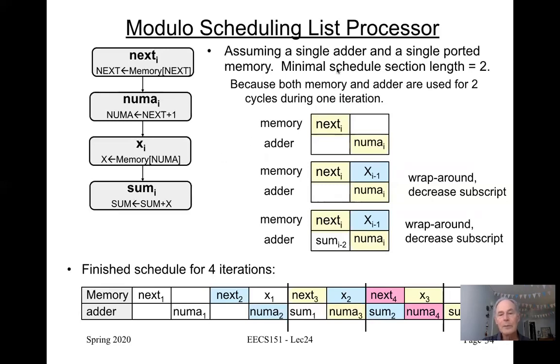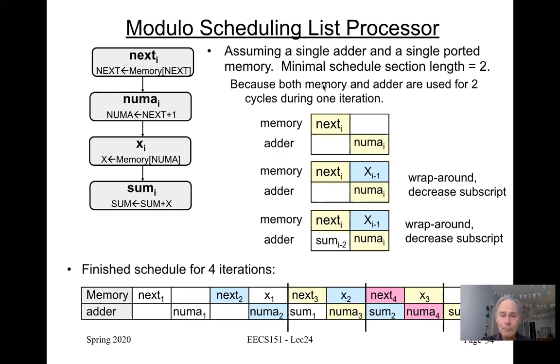So we know the minimal schedule length of a characteristic section is going to be 2, because we need to use the memory twice per iteration. So we need 2 cycles for using the memory twice. And we need to use the adder twice per iteration, and we can only do 1 add per cycle. Therefore, we're going to need 2 cycles for doing the add. So that sets the lower bound on the length of the characteristic section.